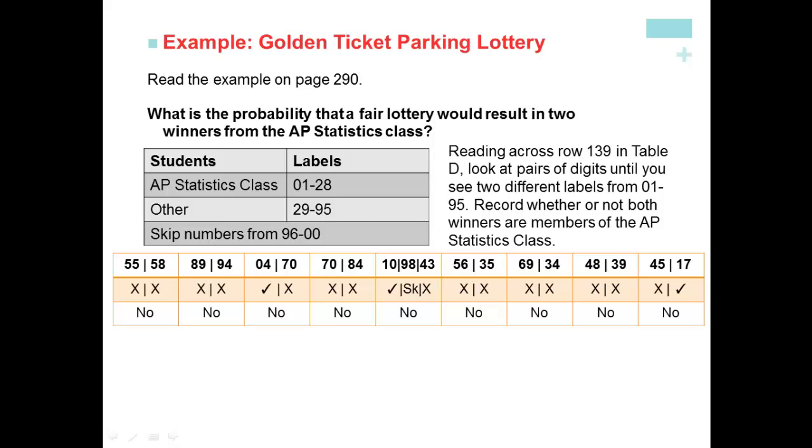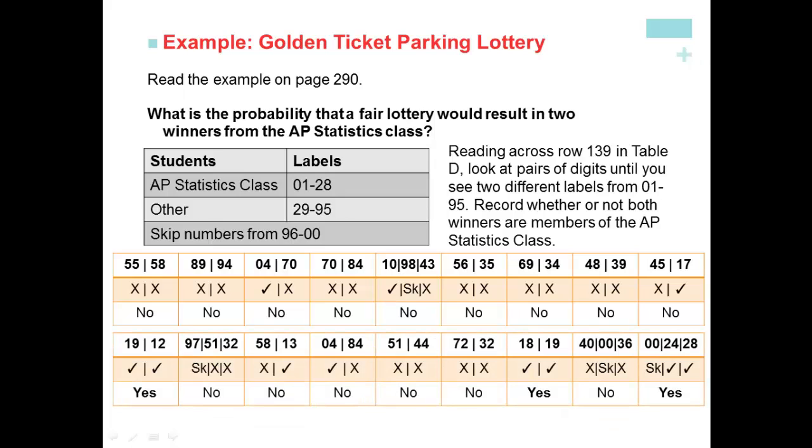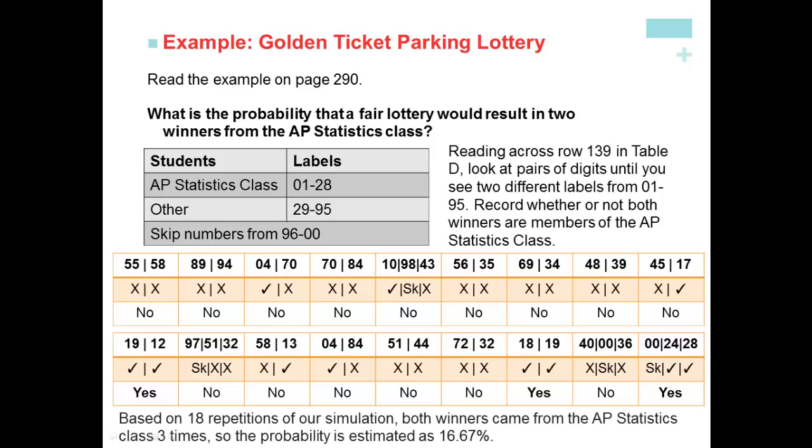In the fifth simulation, you will notice that the numbers are 10 and 98, which I must skip, and then I have 43. If I continue to carry out this simulation many times, I can see that in 3 of the 18 repetitions, both students would have been from the AP Statistics class. 3 divided by 18 is 0.1667, or about 16.67%. So based on the 18 repetitions in this simulation, both winners came from the AP Statistics class about 16.67% of the time.